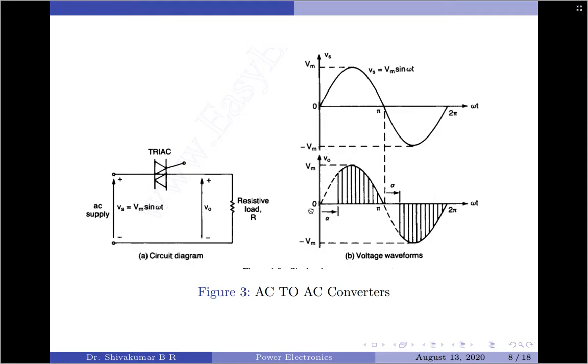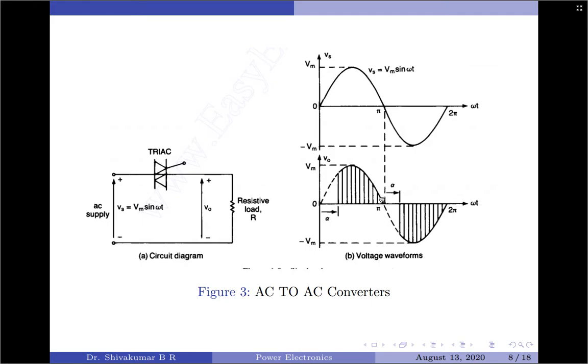Here once again we have triggered the triac at an angle of alpha from 0. So the triac in the positive half cycle conducts and a load voltage appears across the load resistance R from the instant at which the gate trigger is provided, which is at alpha. So the shaded portion of the curve is what you will get as the output during the positive half cycle.